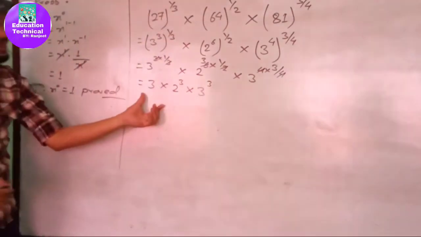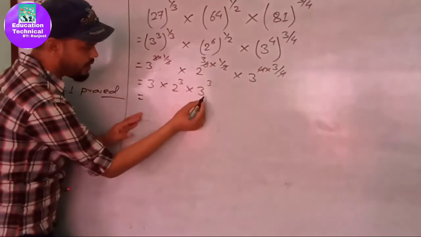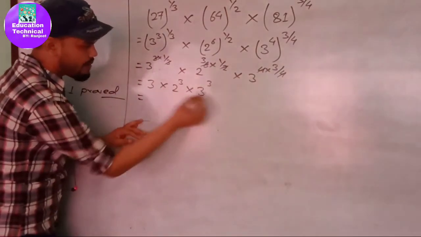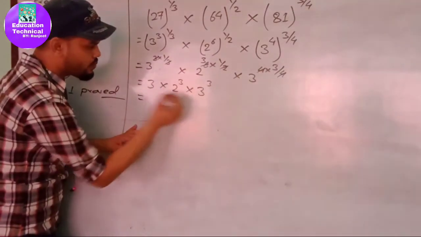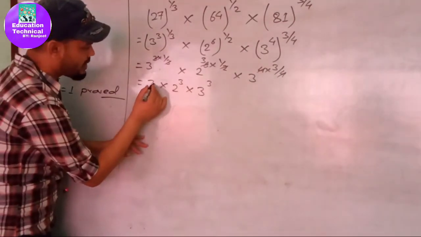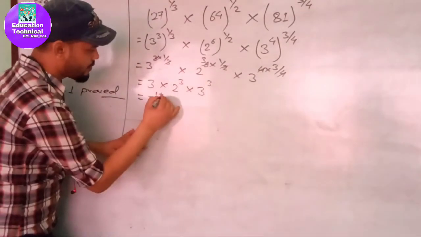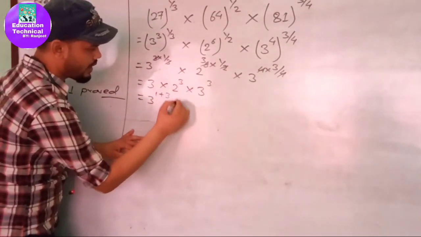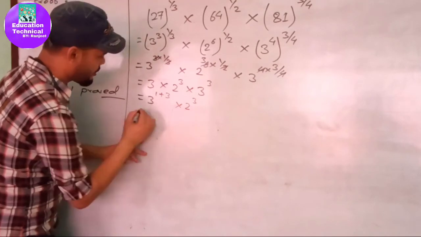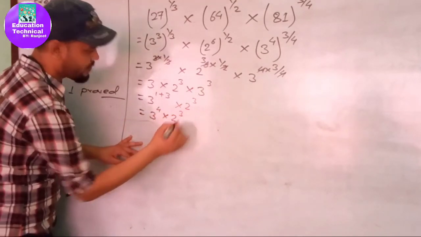Now here we also find that these two values, this 3 and this 3 power 3, have the same base. So now these two bases should be multiplied. So 3, now what is the power of this 3? 1. So right here 1 and this 3. So 1 plus 3, and this 2 power 3. So here 3 power 4 into 2 power 3.